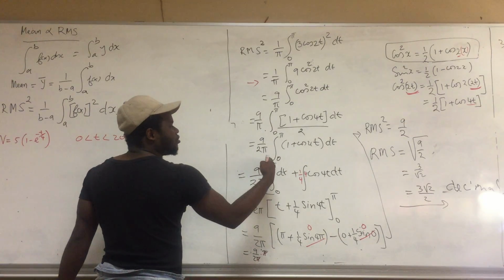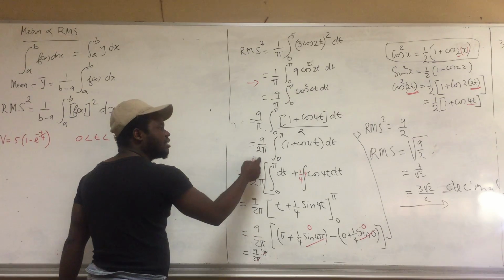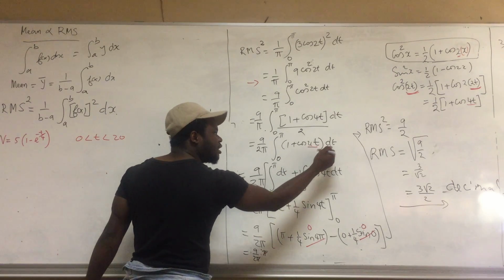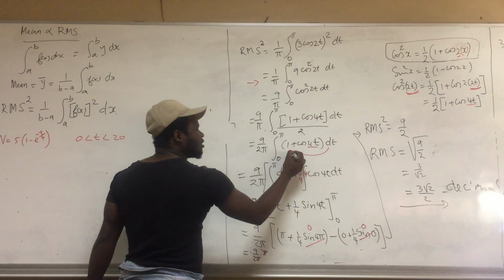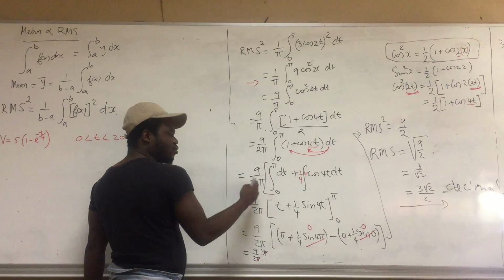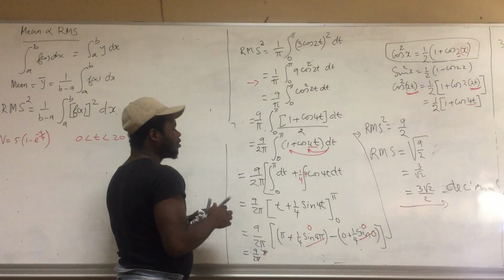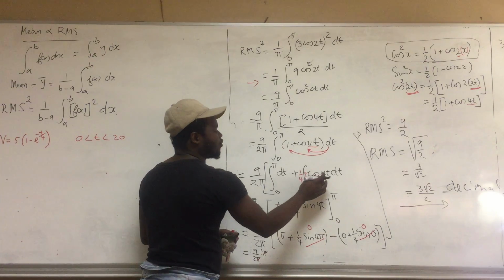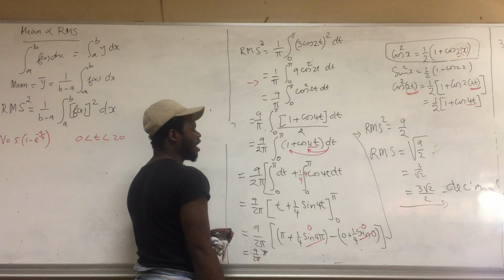Okay? You take 1 over 2 outside, you end up having 9 divided by 2t, integral of 1 plus cos of 4t dt, alright? So here you do the distribution. It's going to give you 9 over 2 pi, and then you have the integration of dt, and then integration of cos of 4t, right? Do not forget to put your limit from 0 to pi.